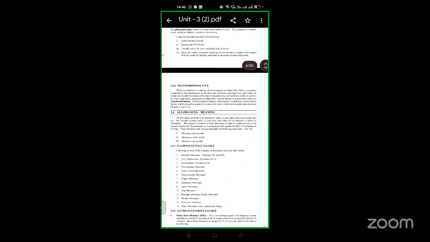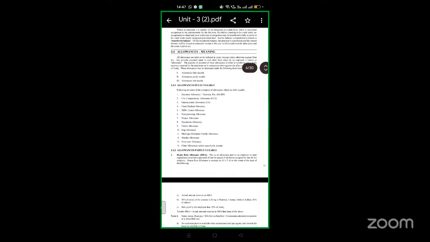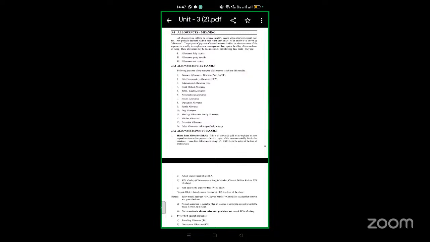The next, Roman number 2, is allowances. Allowances means all allowances are liable to be included in salary because they are taxable unless they mention that they are not taxable. Here we have allowances fully taxable, allowances partly taxable, and allowances not taxable. Under fully taxable allowances, we have dearness allowance, dearness pay, city compensatory allowance, entertainment allowance, fixed medical allowance.